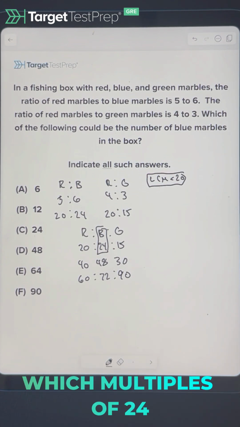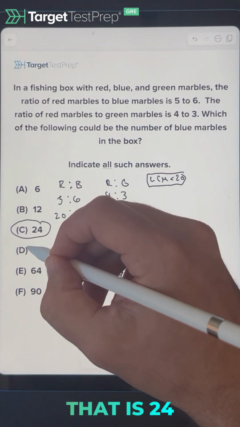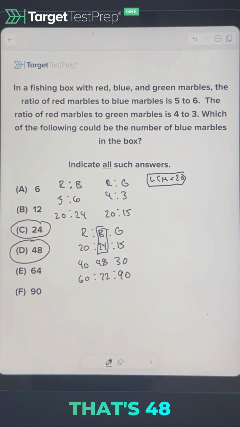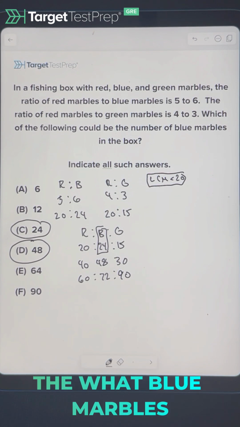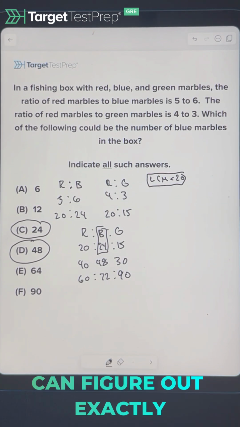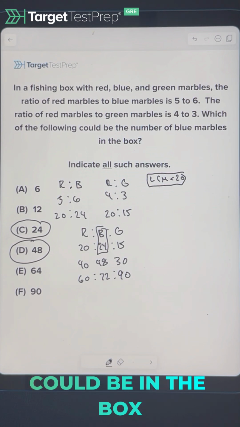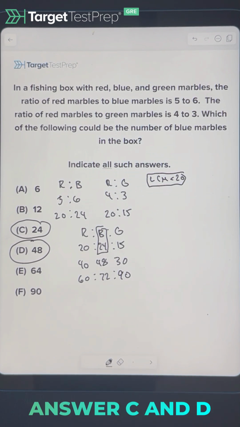Which multiples of 24 do we see in our answers? We see C works, that is 24. D works, that's 48. So what we've done here, again, we've used three-part ratios to figure out what blue marbles have to be a multiple of, so we can figure out exactly how many blue marbles could be in the box. In this case, because of the answer choices, it's 24 and 48. Answer C and D.